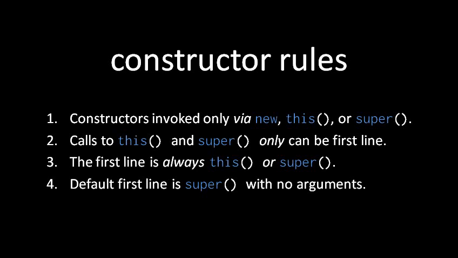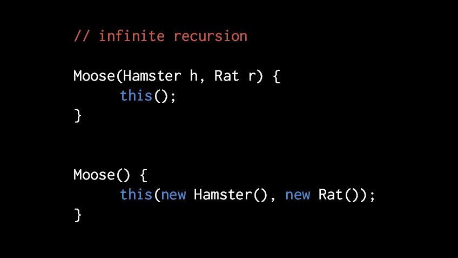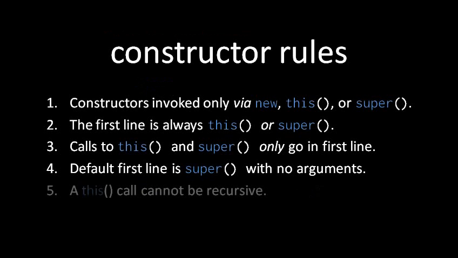Because a constructor can only invoke the other constructors of its class as the very first thing done in the constructor, then any kind of recursive invocation of the constructors would end up being infinite. So for example here, if the Moose constructor with a Hamster and Rat parameter invokes the Moose with no parameters, and the Moose with no parameters in turn invokes the constructor with a Hamster and Rat parameter, well then if we create a new Moose object using either of these constructors, they're just going to keep going back in circles. It's going to be infinite recursion, and that's obviously not desirable. Consequently, Java has a rule that calls to this cannot be recursive, either directly recursive or indirectly recursive, as we just saw in the previous slide.